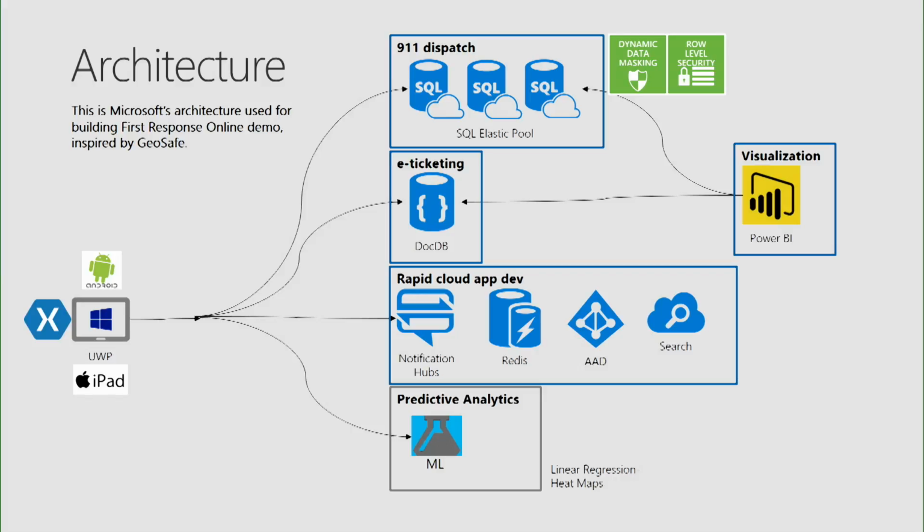The e-ticketing information is stored in DocumentDB, which is our NoSQL JSON store. For rapid cloud development and for getting a great amount of information and insight from the architecture, we're using notification hubs for the notification. For small data sets, we're using Redis cache. There's also Azure Active Directory and Azure Search. We're using a predictive analytics model using machine learning, and we're currently using a linear regression map, which is creating all those heat maps which you're going to see in the demo. Last but not the least, the visualization has been built here using Power BI Embedded.